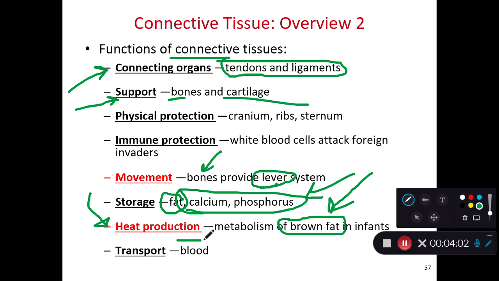And then finally, blood is used to transport nutrients throughout our bodies.